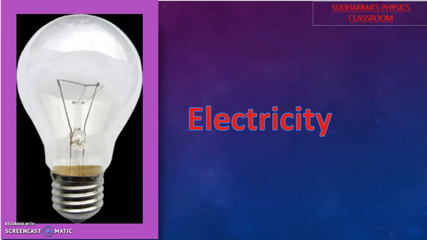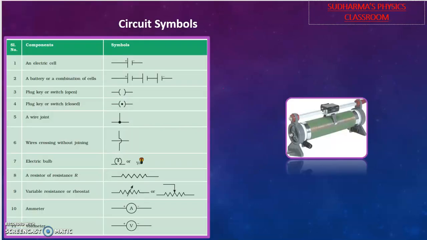In the last 3 videos, we have discussed electric current, electric potential, potential difference and their SI units, and the direction of flow of electric current. Today we are going to discuss the circuit: what is an electric circuit, how we are going to represent an electric circuit, and what are the things we need to take care of when we draw an electric circuit. So let's start with the circuit symbols. This is one of the important topics in the chapter electricity.